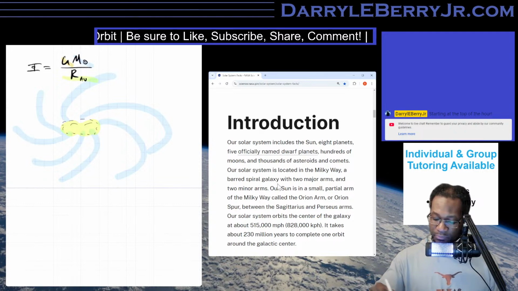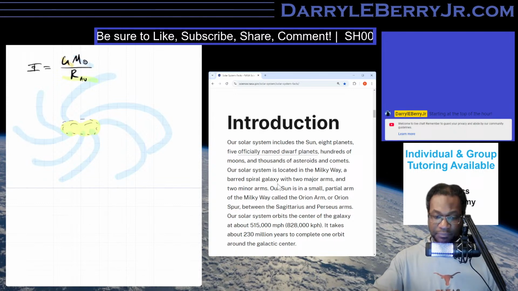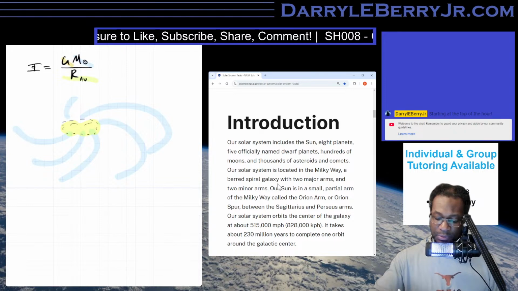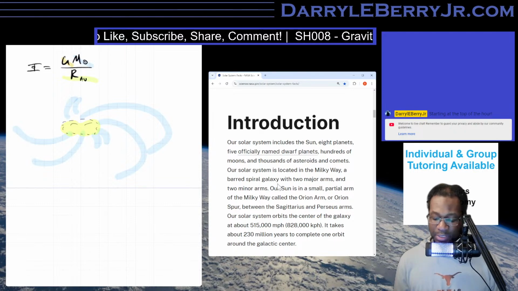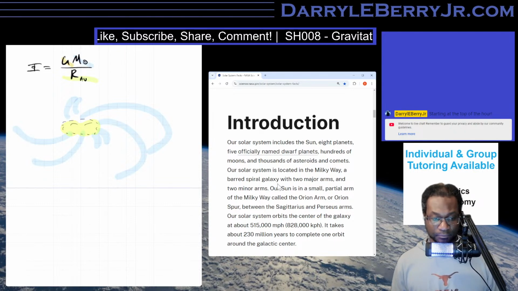So it's like I technically drew the right amount of arms, maybe one less, but perhaps 2 of these will be smaller, the minor arms, and 2 will be bigger. So we have 2 major arms and 2 minor arms.